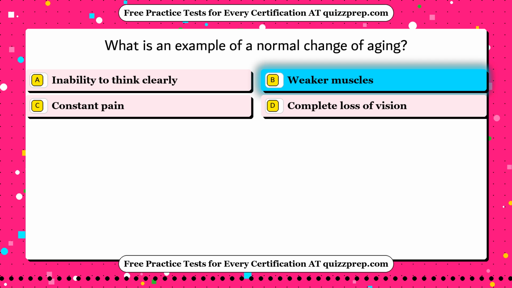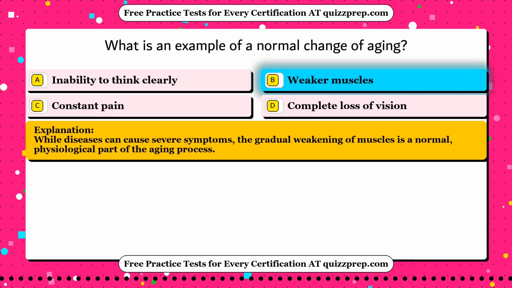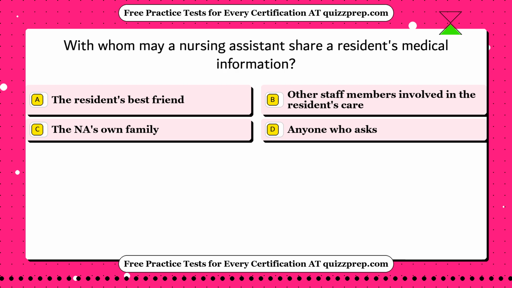The correct answer is option B. Weaker muscles. While diseases can cause severe symptoms, the gradual weakening of muscles is a normal, physiological part of the aging process. Question 31. With whom may a nursing assistant share a resident's medical information?